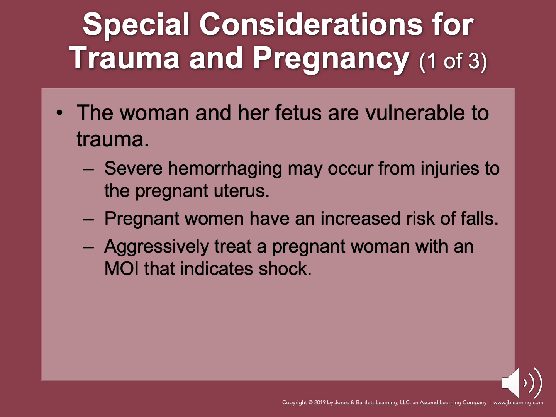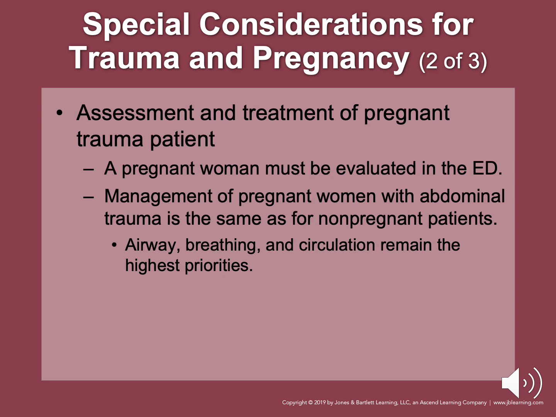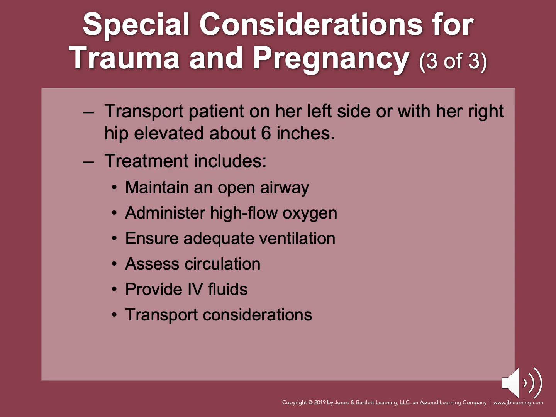Airway, breathing, and circulation remain the highest priority. So, the examination may reveal an abnormal fetal position, an easily palpated fetus, inability to palpate the top of the uterus, or vaginal bleeding. Transport the patient on the left side with the right hip elevated about 6 inches. Keep your airway, high flow O2, adequate ventilation, assess your circulation, provide IV fluids.